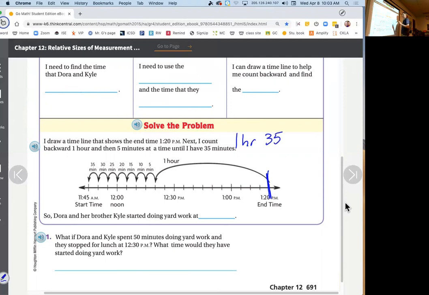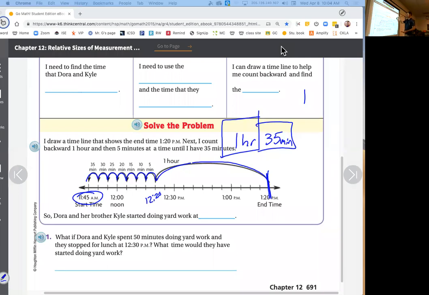So the easiest thing is to break it down into parts. We're going to do the 1 hour first. So 1 hour before 1:20 is 12:20, okay? The next thing that we now need to do is the 35 minutes. And we're going to count by 5. So we're just going to go 5, 10, 15, 20, 25, 30, 35. So guess what time that is? That is 11:45. The start time is 11:45.